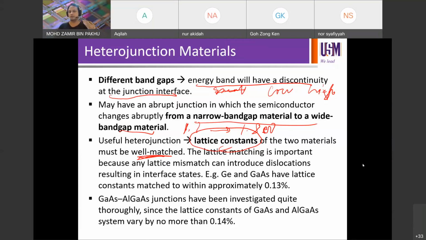So the same goes for the lattice matching situation, right? Lattice matching is important because any lattice mismatch can introduce dislocations. So if you have a mismatch between material 1 and 2, narrow and wide band gap, you're going to have dislocations, and dislocations are defects. So the moment you have defects, you're going to induce unnecessary recombination. We learned last time about Shockley-Read-Hall, which is based on defects.